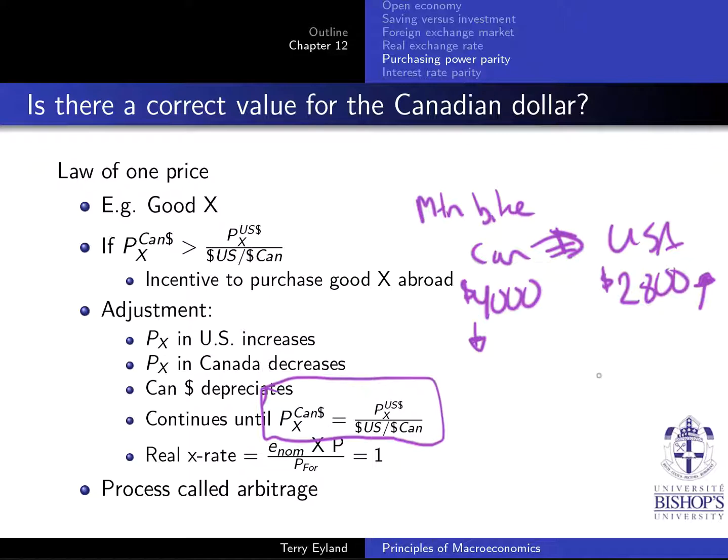So this is one of the reasons why currencies may change in value: when there's a big difference in the price of two different goods, it's going to create some of that to happen.